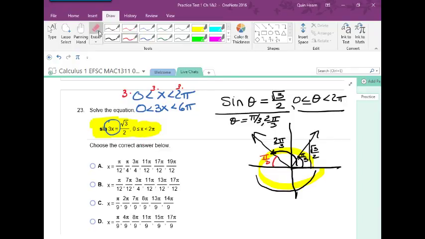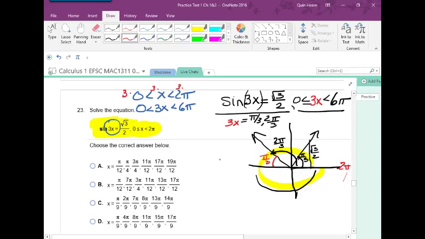So if I change the problem that I just worked to say the sine of 3x equals root 3 over 2, and I'm looking for 3x to be somewhere between 0 and 6 pi, I'm going to get more answers than I did a minute ago. My angle 3x could be still pi over 3 or 2 pi over 3, but we're not stopping when we get to 2 pi.